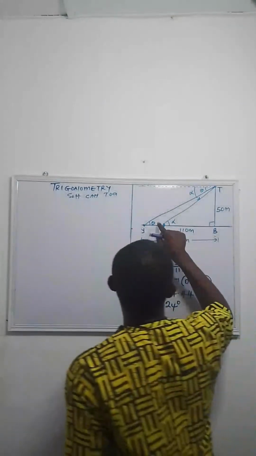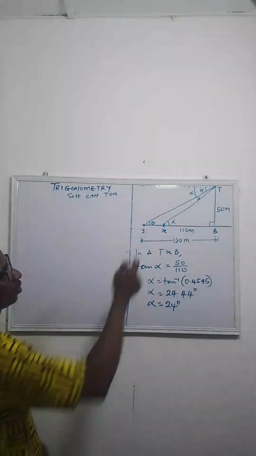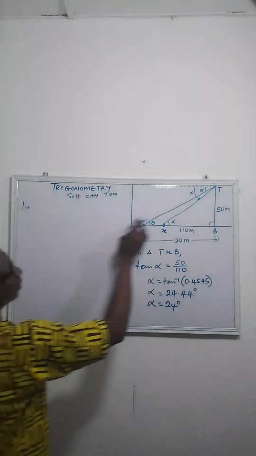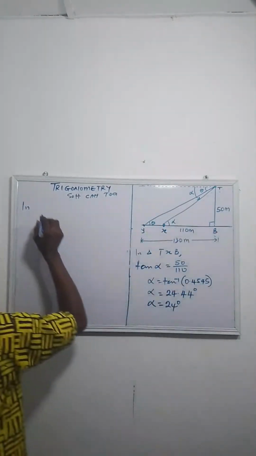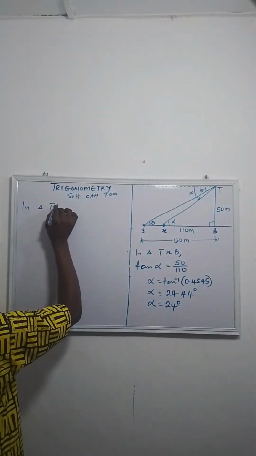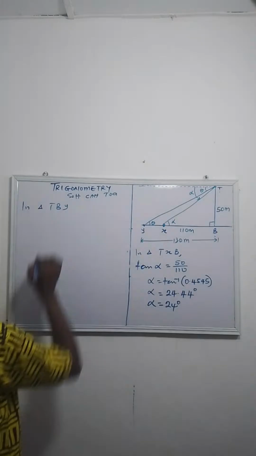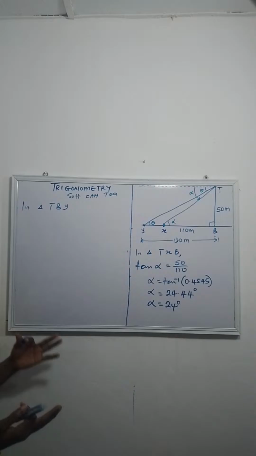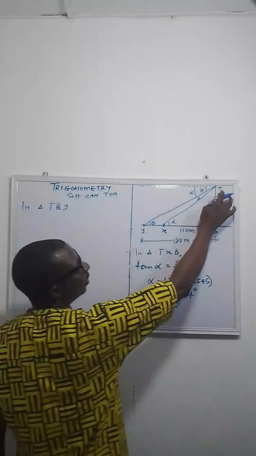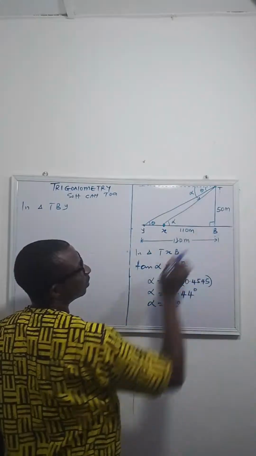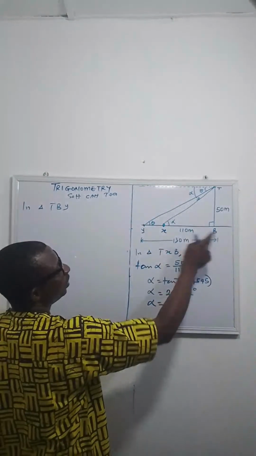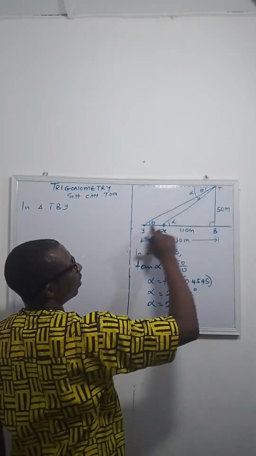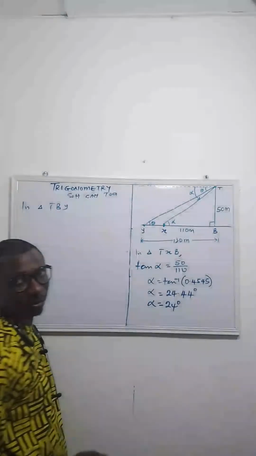Now, we want to get this angle here. That is the angle of depression that we have here. So we are considering triangle TBY. In triangle TBY, what is the opposite? What is the adjacent? And what is the hypotenuse? Now look here. TB is the opposite. BY is the adjacent, considering this bigger triangle, and YT is the hypotenuse.